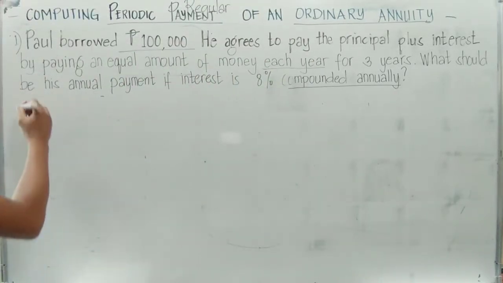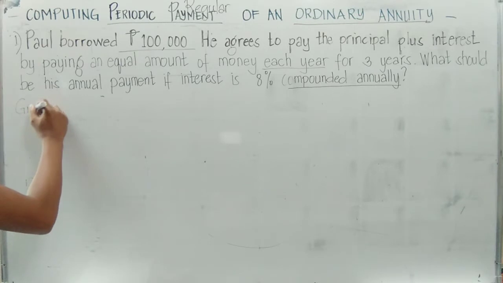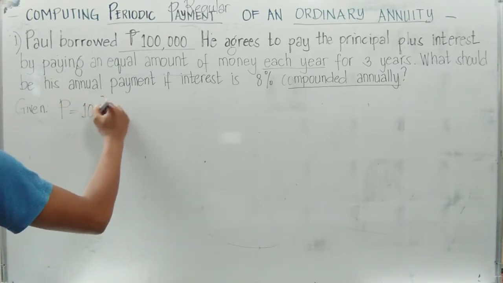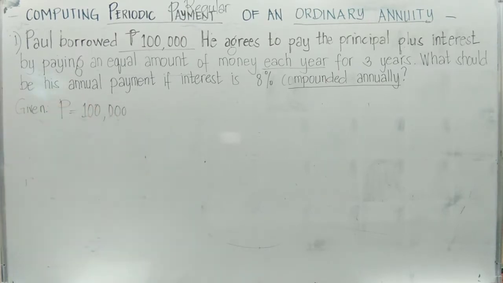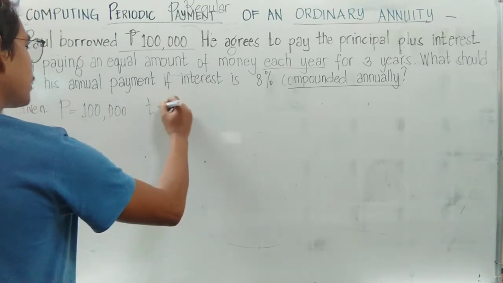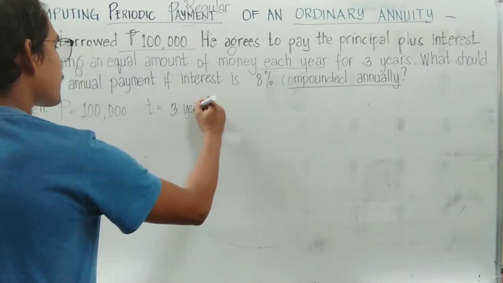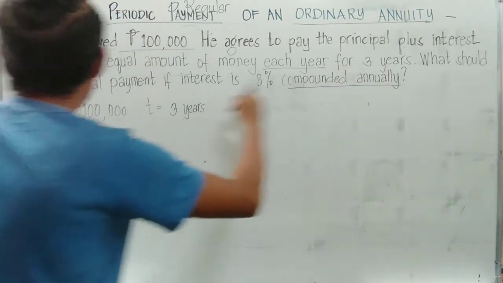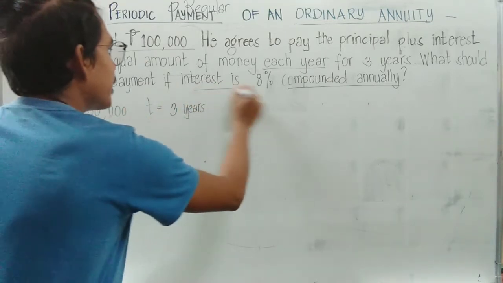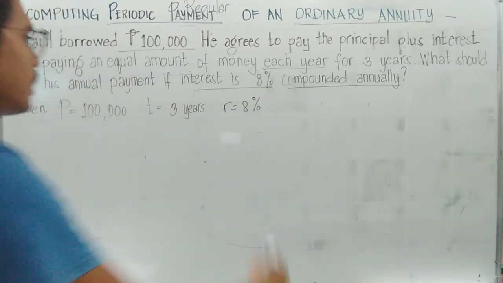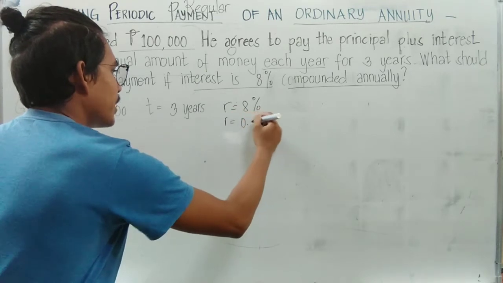Okay, so let us first identify the given data from our situation. So we have 100,000 as our principal or present value. Then by paying an amount of money each year, our term or time is 3 years. Then what should be this annual payment if the interest is, so our rate is 8%. Okay? Converting it into decimal, we have 0.08.